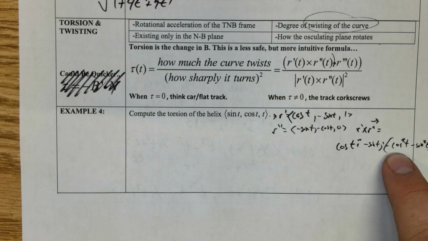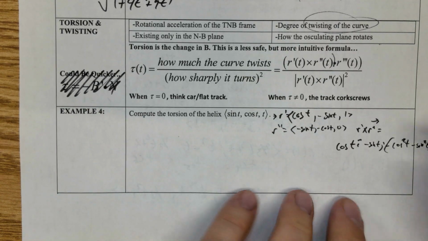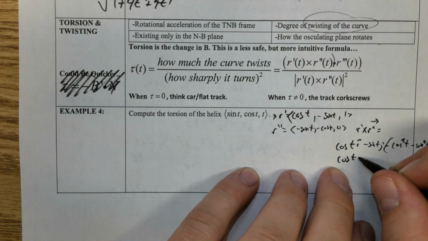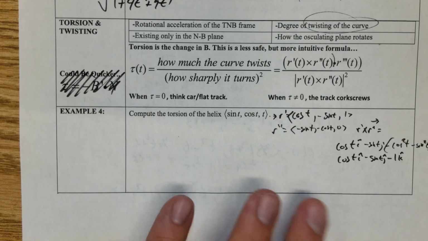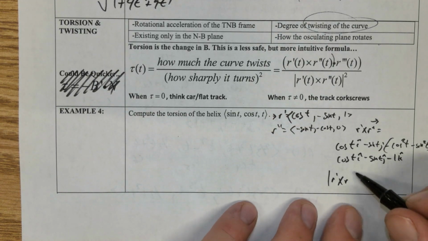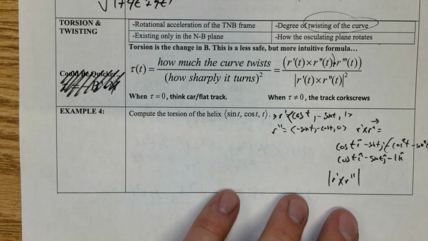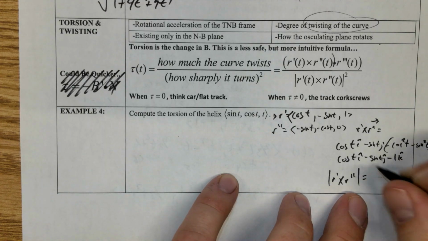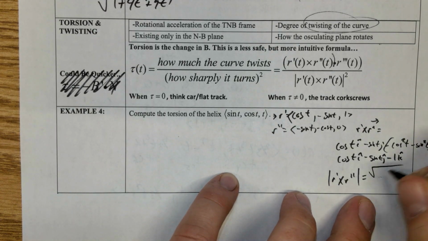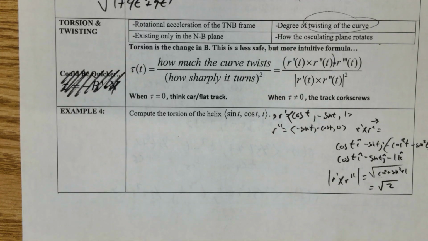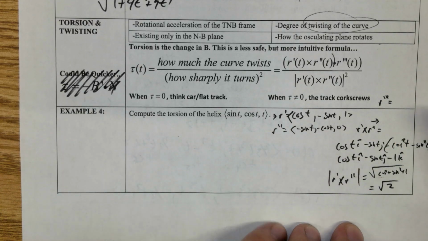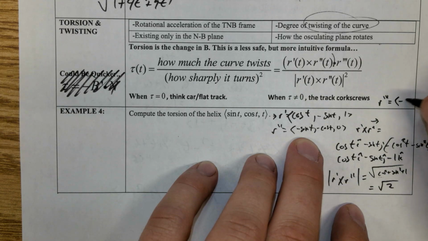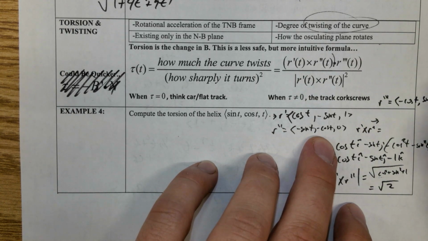So what ends up happening here is this negative cosine squared minus sine squared is a negative 1. And if I wanted to magnitude this thing, magnitude r prime cross r double prime, this would give me a 1 and a 1. It'd be cosine squared plus sine squared plus 1. That's rad 2. We have our triple prime somewhere out here. Let's just write it. Not a lot of space for us to work, but I promise a third derivative is not going to kill us. I've got negative cos t, I've got positive sine t, and I've got 0.